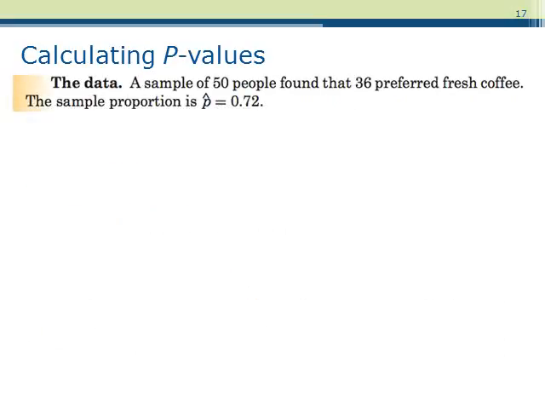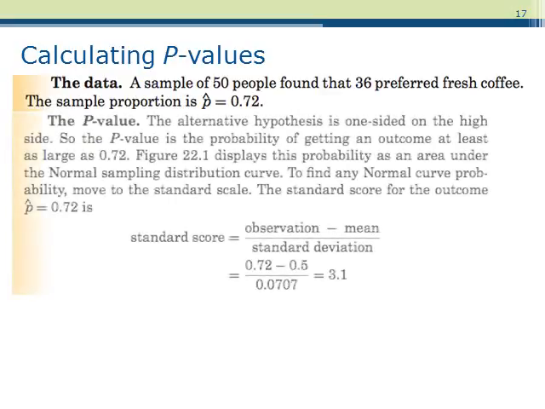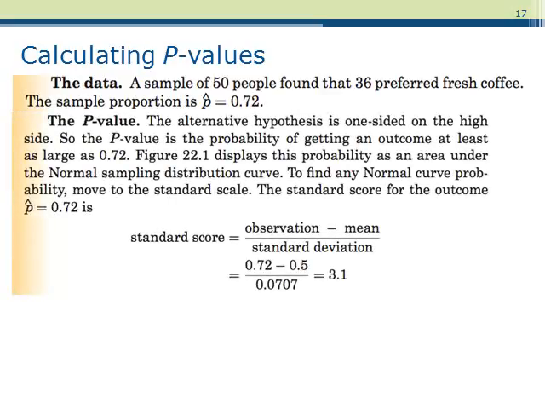According to our sample of 50 people, 36 preferred fresh coffee. So in this case, the sample proportion was 0.72. The alternative hypothesis in this case is one-sided, on the high side. So the p-value is the probability of getting an outcome at least as large as 0.72. Figure 22.1 displays this probability as an area under the normal sampling distribution curve.